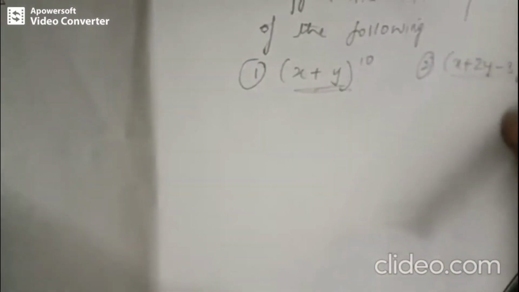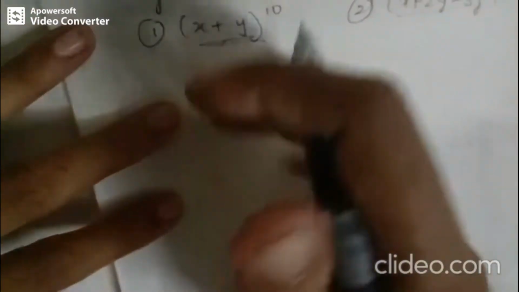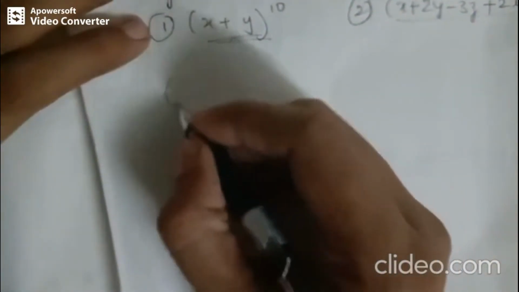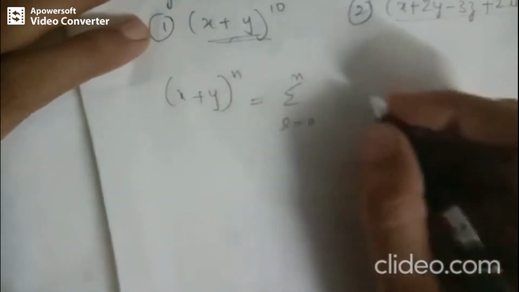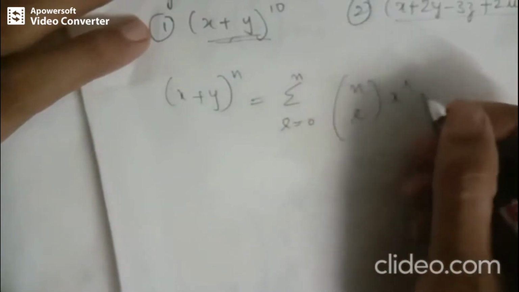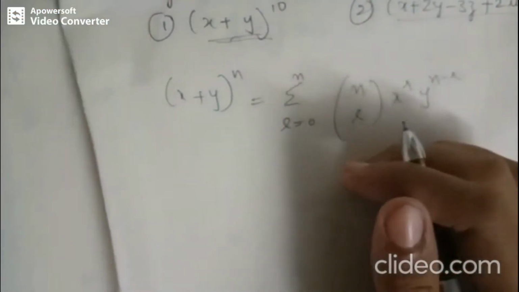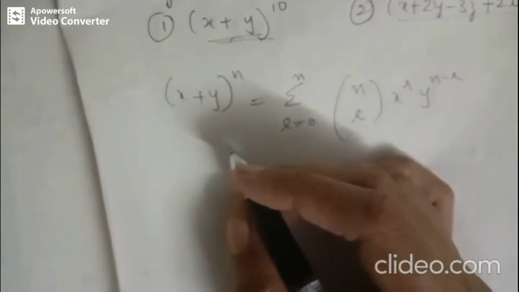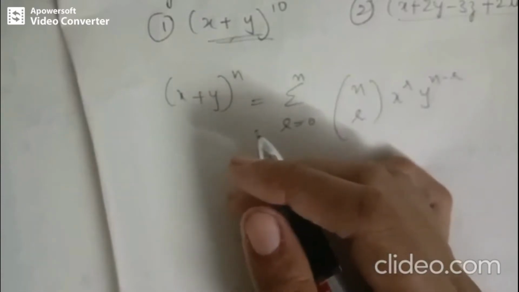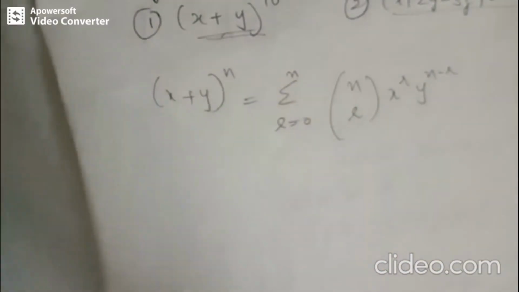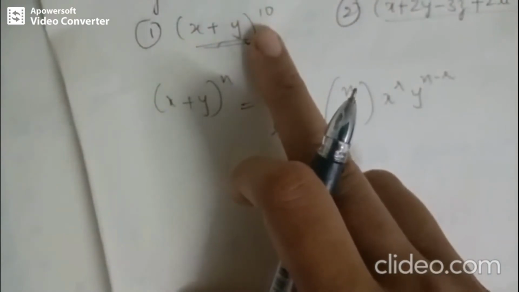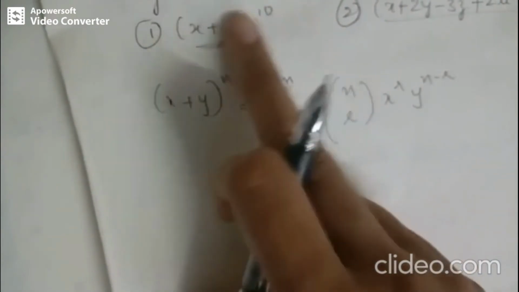So how can we solve this? Basically, we can write this as (x plus y) whole raised to n is nothing but the summation of r from 0 to n, nCr x raised to r, y raised to n minus r. So I can write it like this. And then further I need to get the final value, that is, I need to have some formula where I can substitute the value of 10. So how can I get this value?